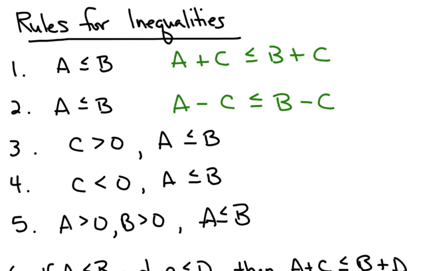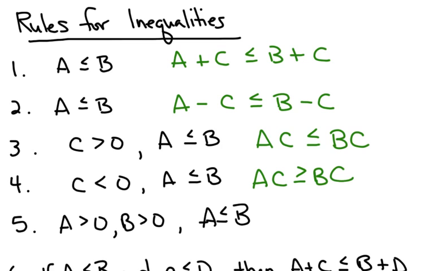The same is true if you multiply both sides of an inequality by a positive number. C greater than 0 means positive. However, when you multiply both sides of an inequality by a negative, or if you divide both sides of an inequality by a negative, it switches the symbol. Remember the rule about multiplying or dividing by a negative.